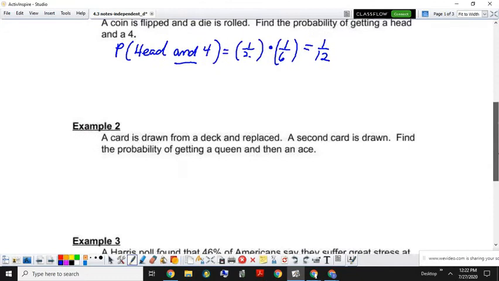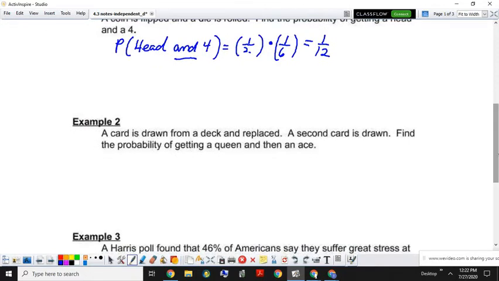Example 2, a card is drawn from a deck and replaced. So since it's replaced, we're going to be doing independent. A second card is drawn. Find the probability of getting a queen and then an ace.